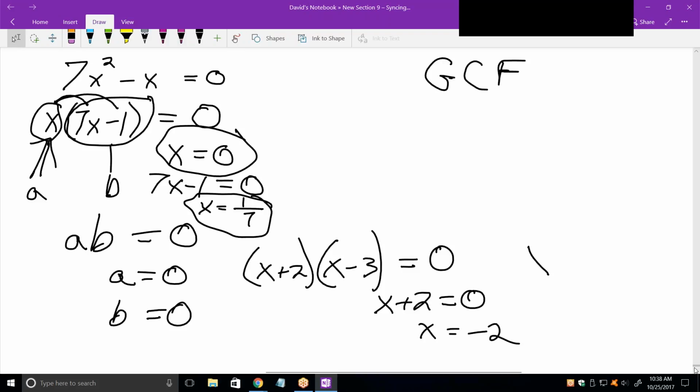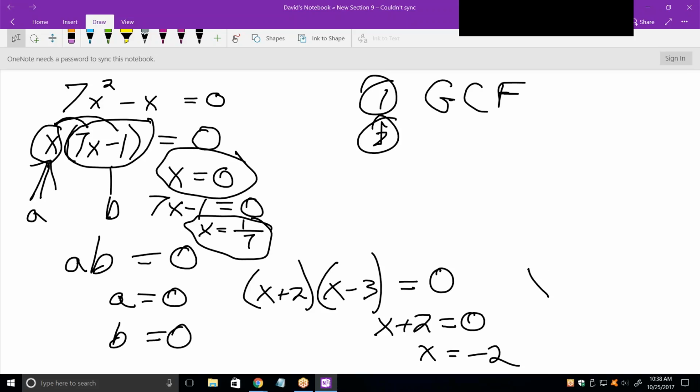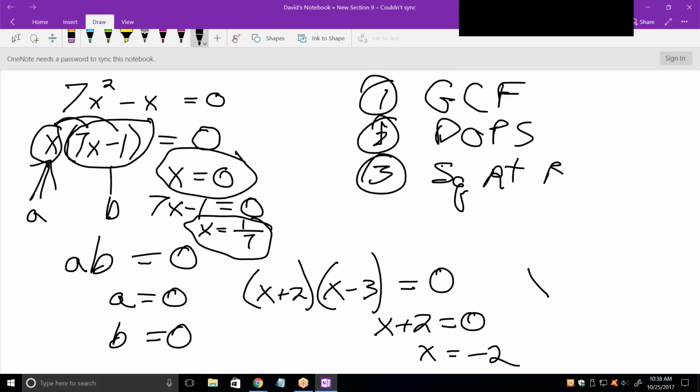Okay. So there are always 5 priorities. First one, you try greatest common factor. Second one, you see if it's DOPS. What's DOPS stand for? I don't really remember, and I don't want to guess. Difference of perfect squares. Okay. Third, you can square root both sides, sometimes, with certain kinds of functions.